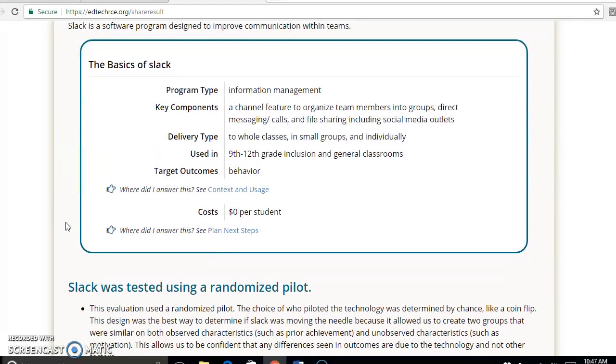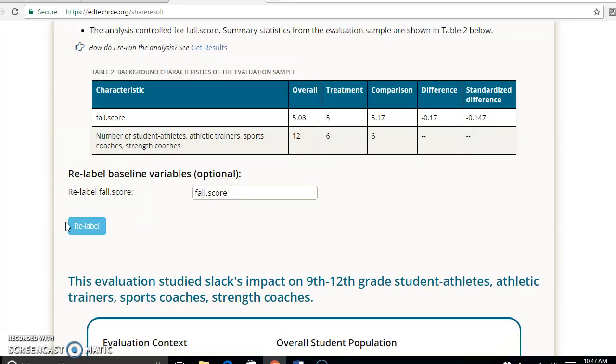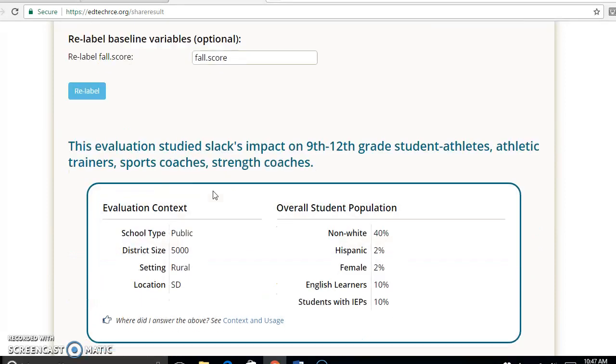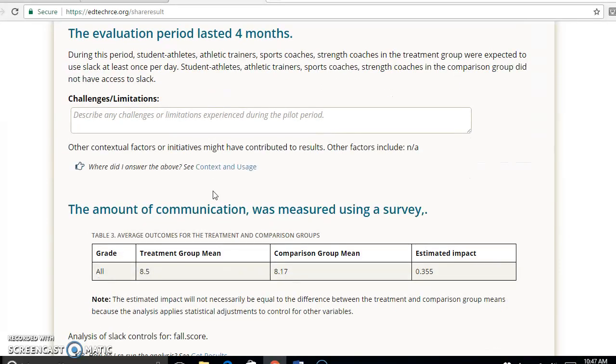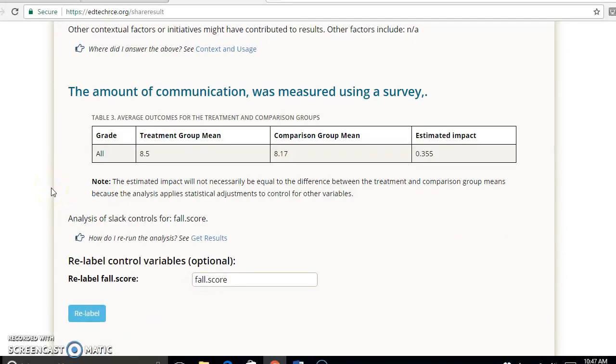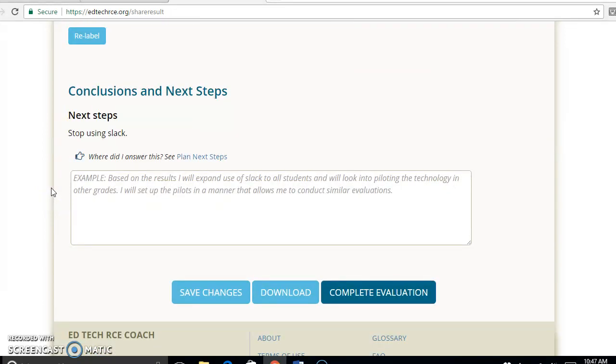And so here are the basics of the tool. Here's the data that I made up and the demographics of the school. The evaluation period would typically be around a semester, so I scheduled it for the next fall semester. And that's the end of my evaluation.